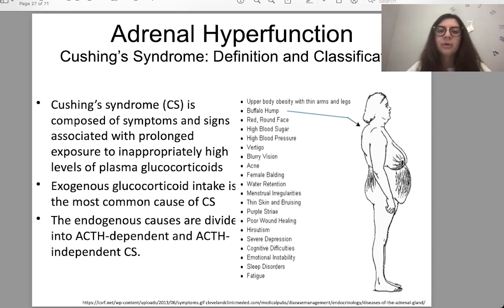It is upper body obesity with thin arms and legs. It is buffalo hump, shown by the arrow on the picture. It is round face, high blood sugar, high blood pressure, vertigo, blurry vision, acne, female balding, water retention, menstrual irregularity, thin skin and bruising, purple striae, poor wound healing, hirsutism, severe depression, cognitive deficits, emotional instability, sleep disorders, and fatigue.